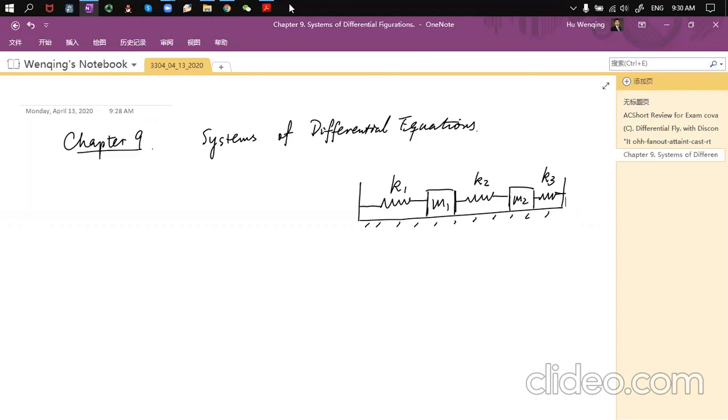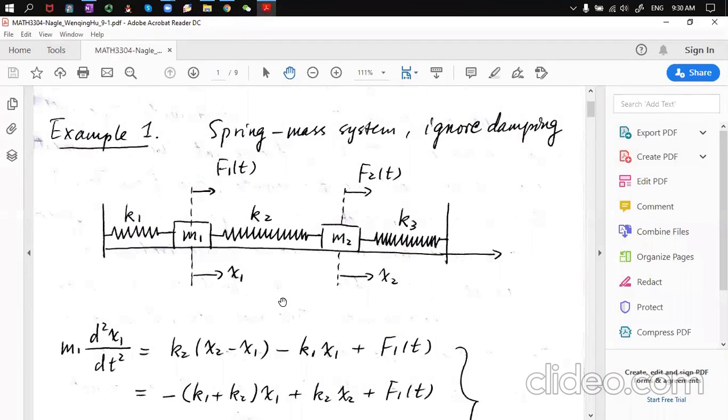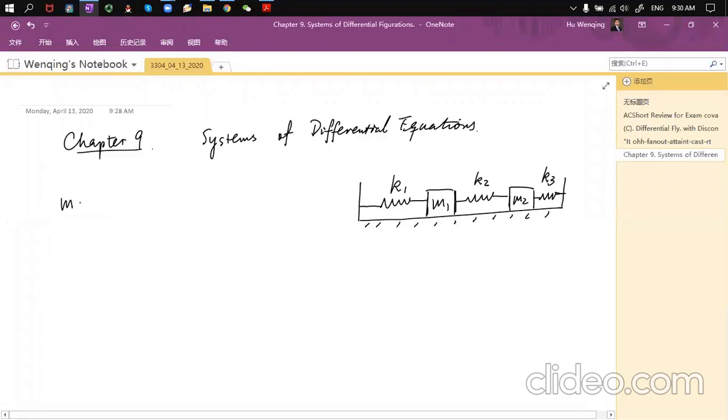Well, how are you going to do it? You're going to just assume that the first mass is moved by x1, the second mass is moved by x2. You want to analyze the acceleration. Remember, I'm using the fact that ma is equal to F, where a is what we call the acceleration.